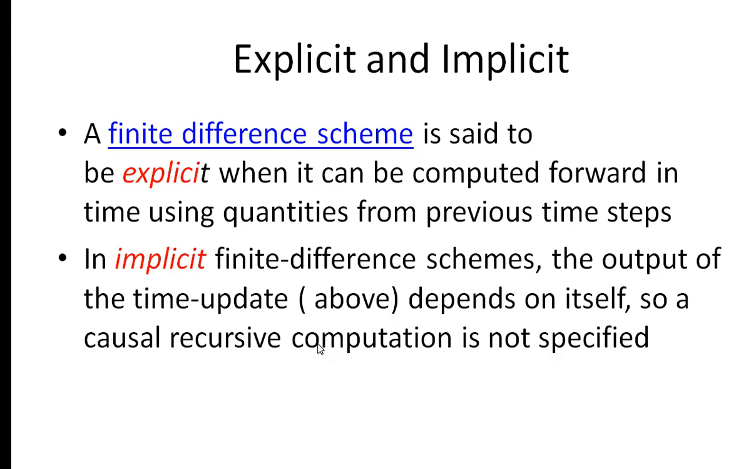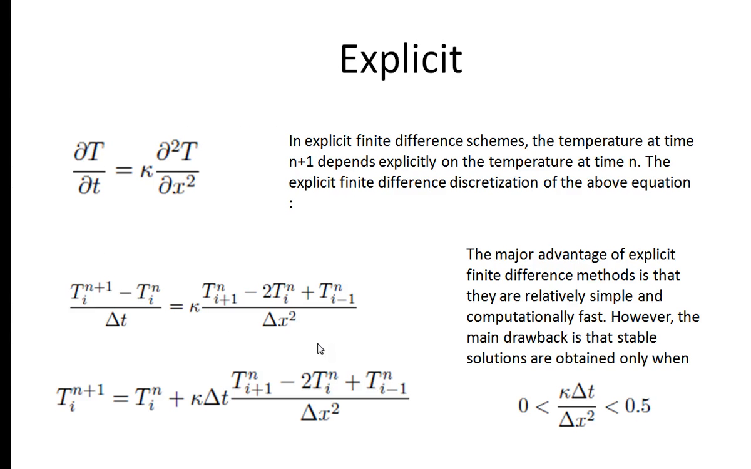Okay, so what is explicit? A finite difference scheme is said to be explicit when it can be computed forward in time using the quantities from previous time steps. I'm going to make you understand this in the later slides, so you don't have to worry about that. In implicit finite difference schemes, the output of the time update depends on itself, so it is not a causal recursive computation. Okay, let's skip this slide.